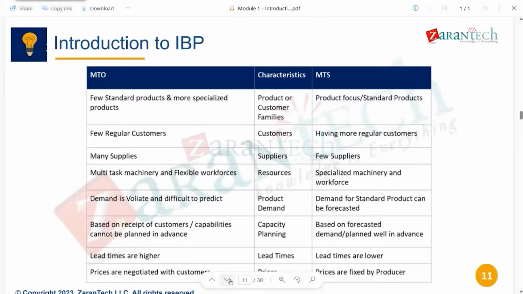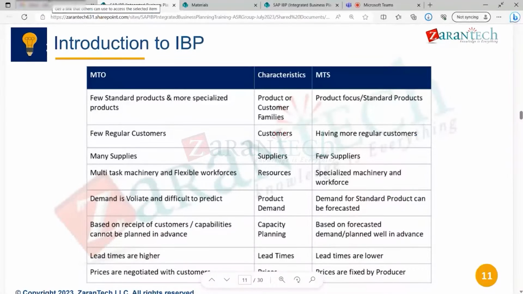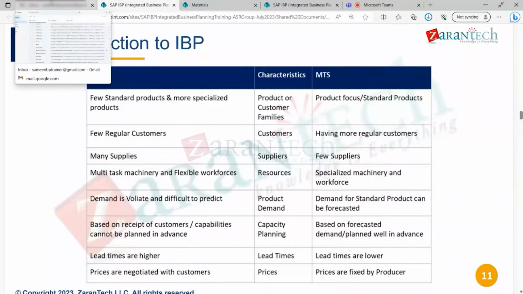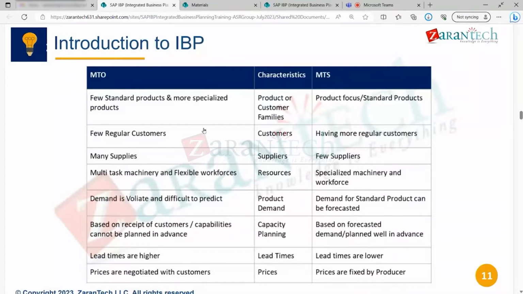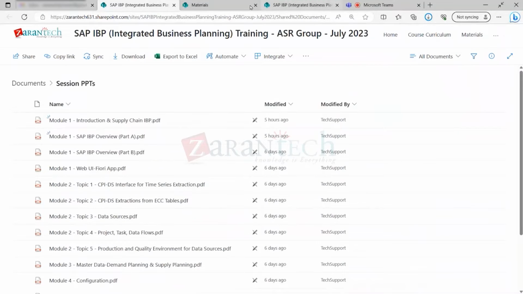Whereas for MTS, you can still manage with few suppliers, but this does not mean a single supplier. You can have multiple suppliers for MTS as well, but the nature of the product is standard. So you get the raw materials from multiple suppliers, and they are mostly available in stock. With respect to resources, MTS, I'm sorry.